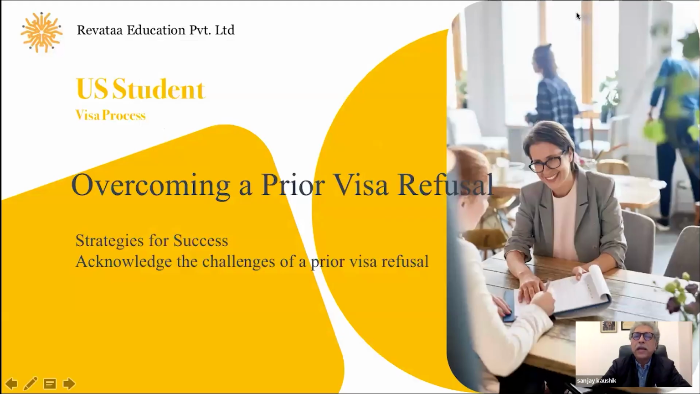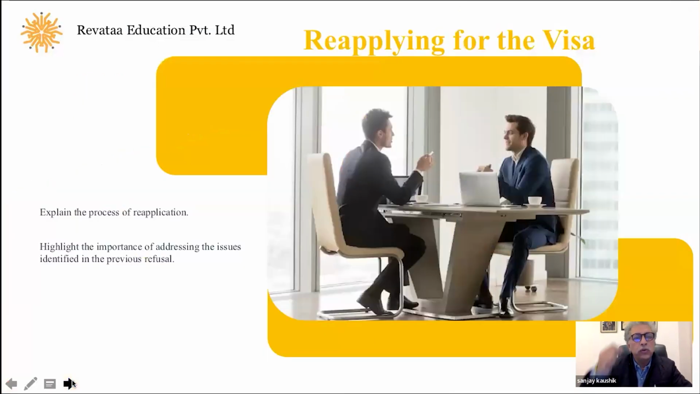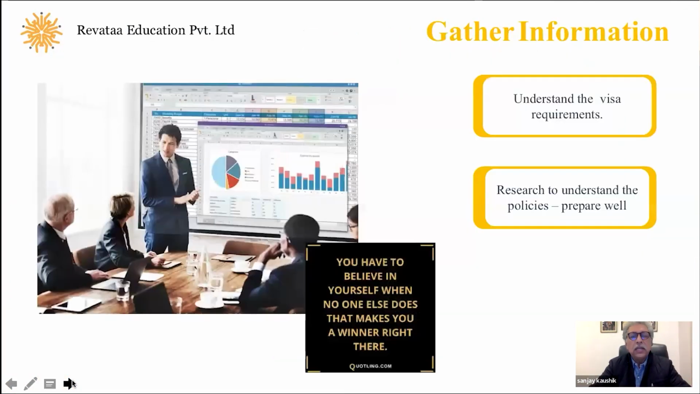So today's presentation primarily is how to overcome your prior refusals, if anybody has applied for a visa and unfortunately got a visa refused. So we'll be talking about various strategies and how to overcome those. So we need to understand if your visa gets refused, how to start the process and what are the highlights that I need to address during my second interview. All right. So the first thing is to understand the visa law and the visa requirement. You also need to research and understand the policies, what's been happening, what changes have been made, and how do you actually overcome your refusal. So that's going to be what we'll be discussing today.